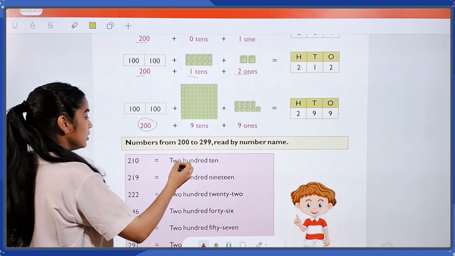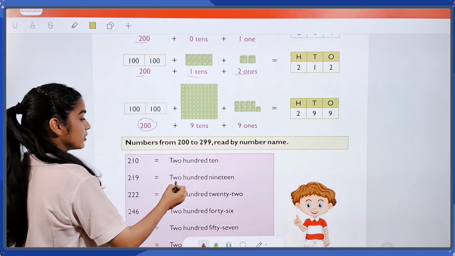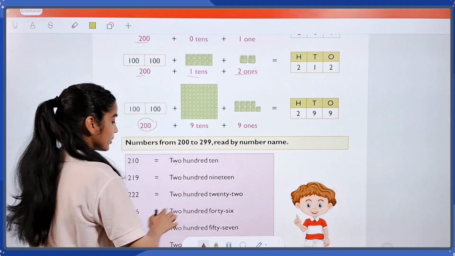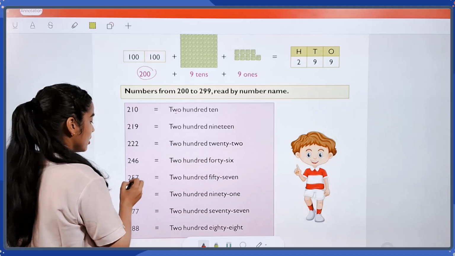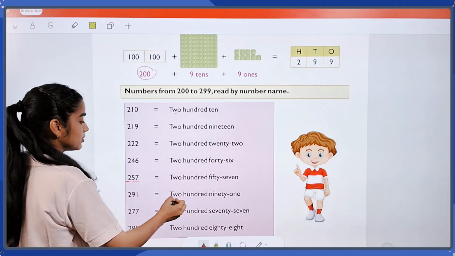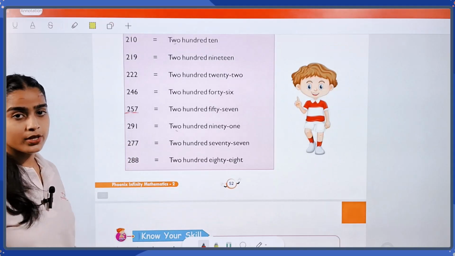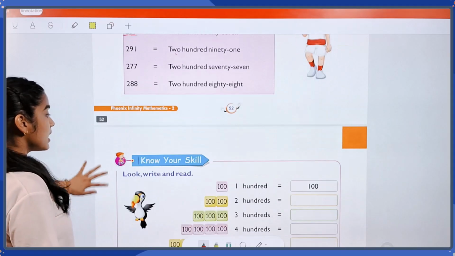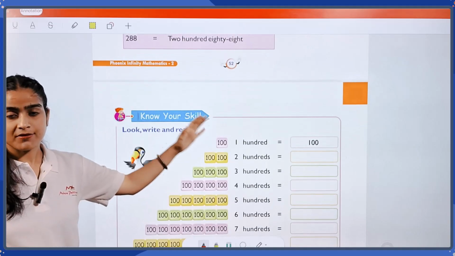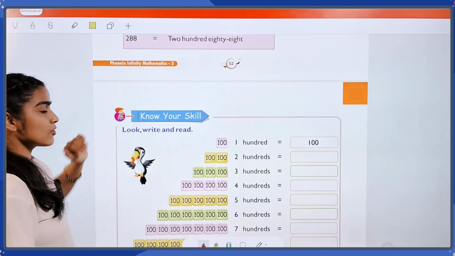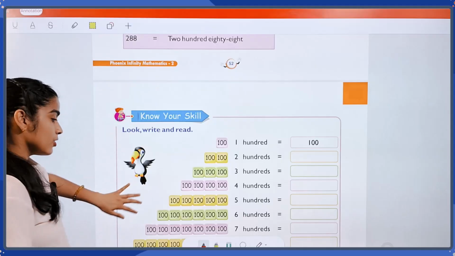Numbers from 200 to 299 are read by number name. For example, 210, 219, 222, 246, 257, 291. In the same way you can read the rest of the numbers. Okay, now know your skill. Now you have to examine yourself on how much you have learned till now. So this is your section. You have to solve it on your own.